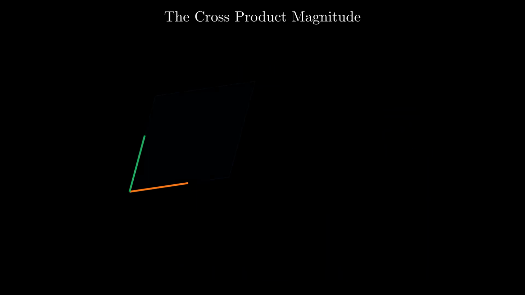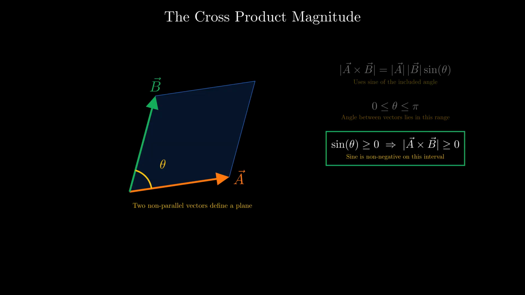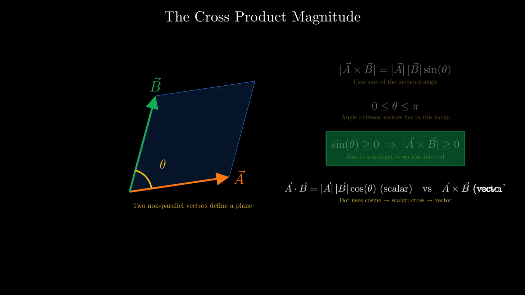Take two vectors, A and B. Any two non-parallel vectors form a plane, and theta is the angle between them. The magnitude of the cross product A cross B equals the magnitude of A times the magnitude of B times the sine of theta. We restrict theta to the range from 0 to pi. That restriction guarantees the sine of theta is never negative, so the magnitude is never negative. Notice the contrast with the dot product, which uses cosine and returns a scalar. The cross product returns a vector.